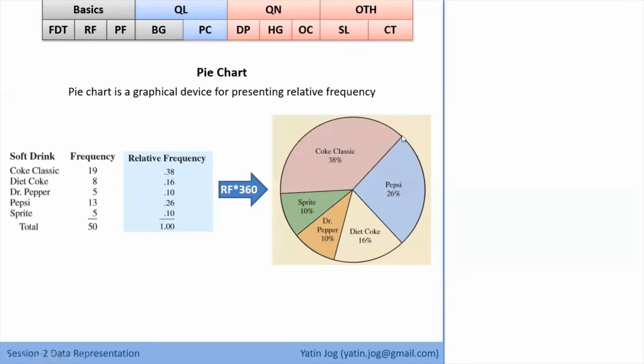Now consider this as a baseline for the next angle, and the next angle is for Pepsi. Pepsi value is 13, that is 0.26. 0.26 times 360, whatever angle comes, you have to draw that angle considering this as a baseline. So that becomes the portion of Pepsi. Likewise, you can keep on drawing all the angles and create the pie chart.